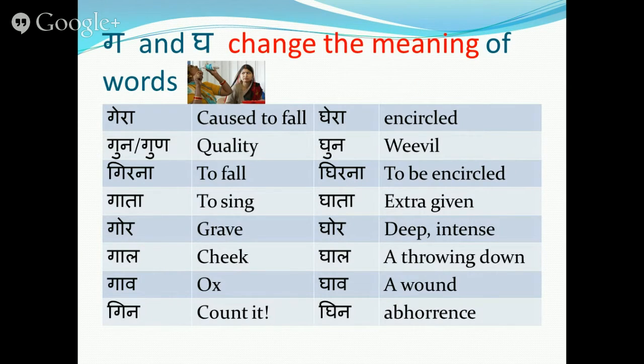All right, so how does this actually make a difference? Well, like everything else in life, in Hindi, it makes a difference. So, number one, gira means cause to fall. Ghera means encircled. Gun means a quality. Ghun means weevil. Girna, to fall. Ghirna, to be encircled. Gata, to sing.